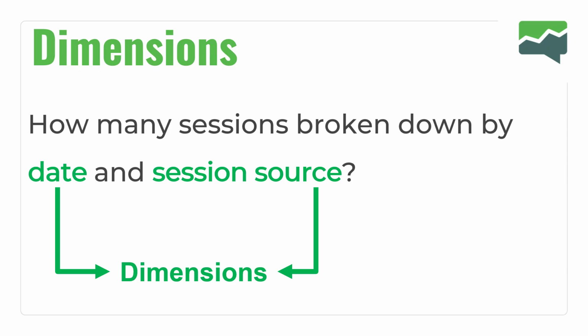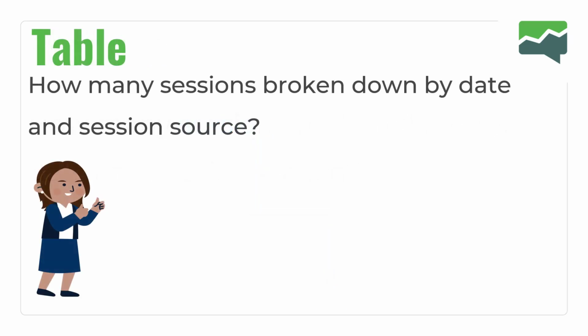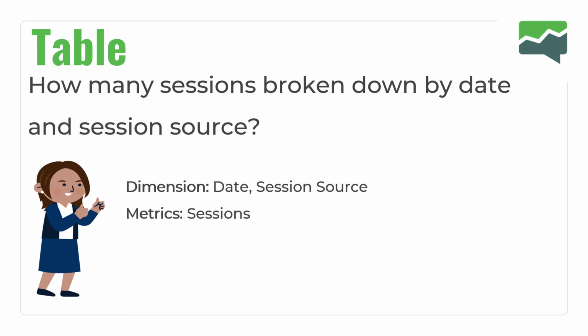Now, leading to my next point, metrics. What's your metric? How many sessions broken down by date and session source? Sessions is your metric. Now, let's build the table together because, as I mentioned, for every single visualization, before we get fancy, let's get our basic table. So what is our basic table? What are our dimensions and metrics? In this case, our dimensions are date and session source, and our metric is sessions.